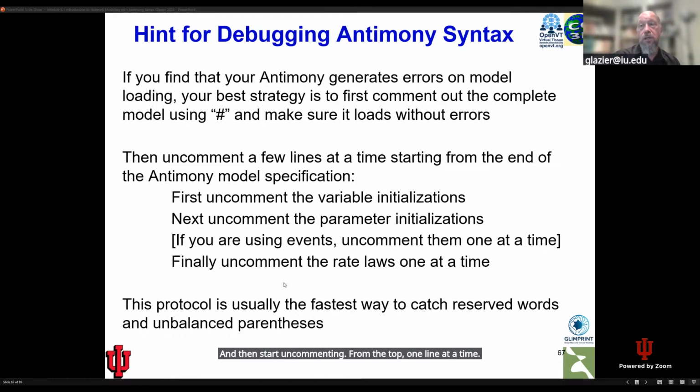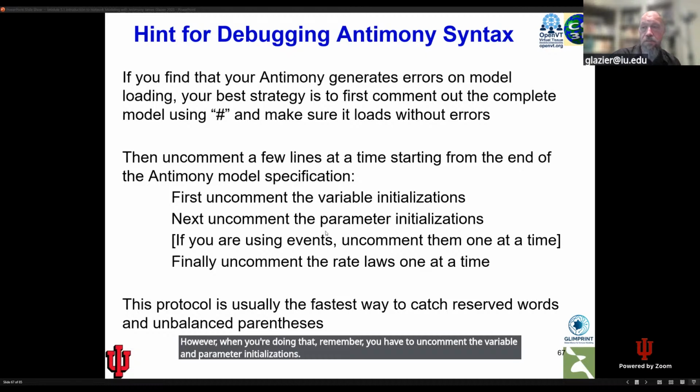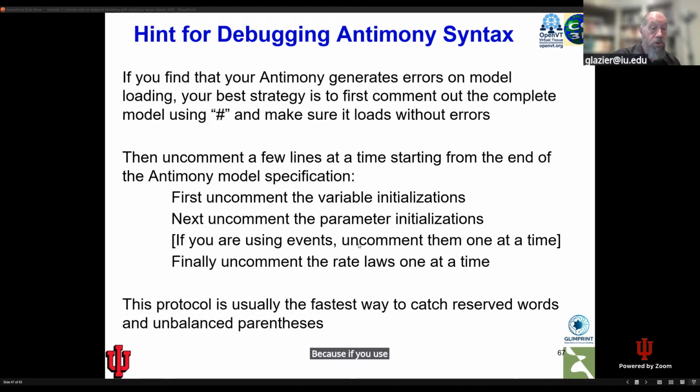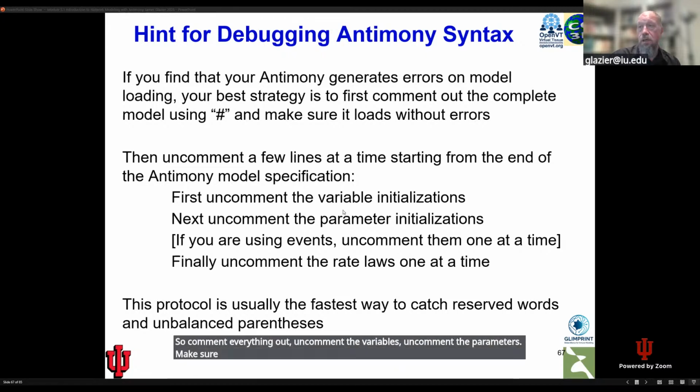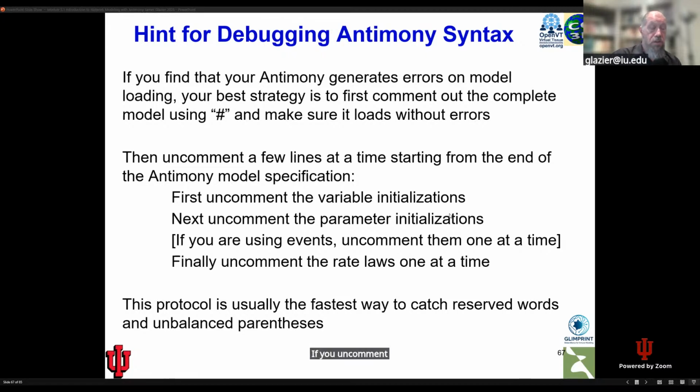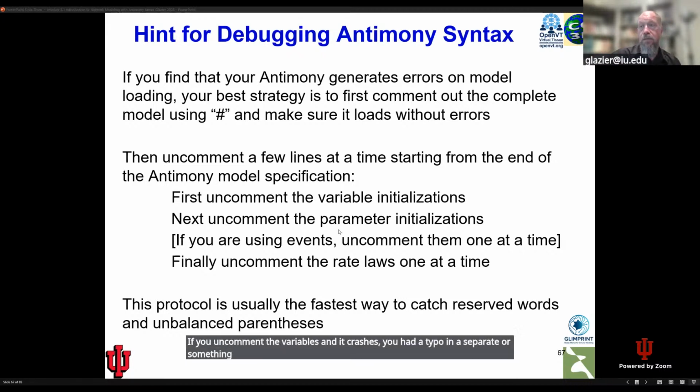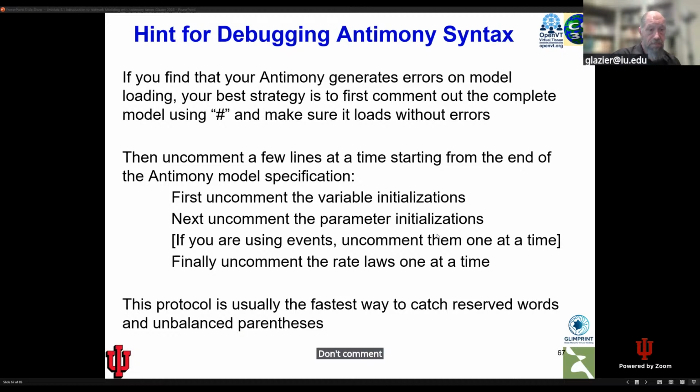However, when you're doing that, remember you have to uncomment the variable and parameter initializations, because if you use a parameter without initializing it, it will crash. So comment everything out, uncomment the variables, uncomment the parameters. Make sure that those work. If you uncomment the variables and it crashes, you had a typo in a separator or something like that. If you uncomment the parameters, same thing.